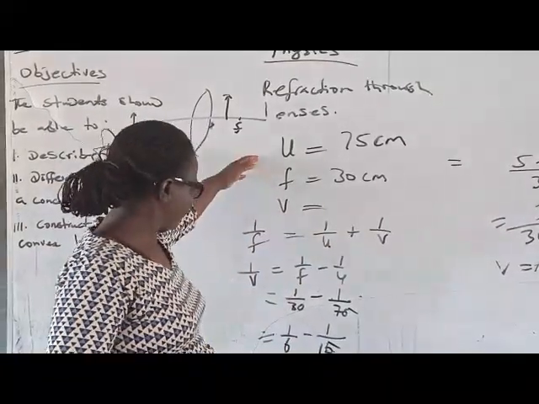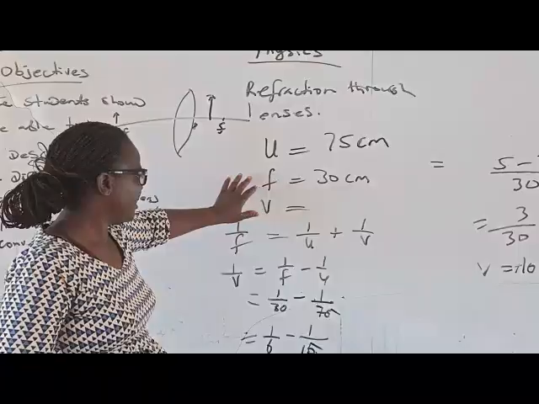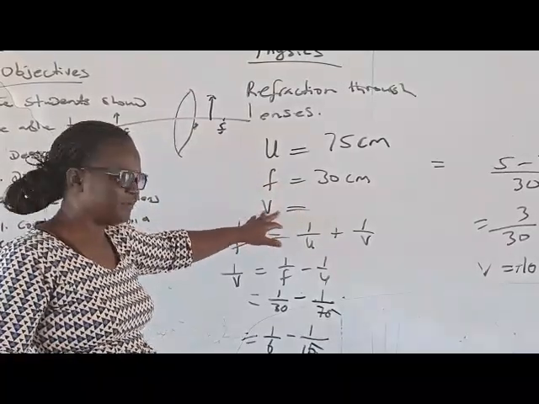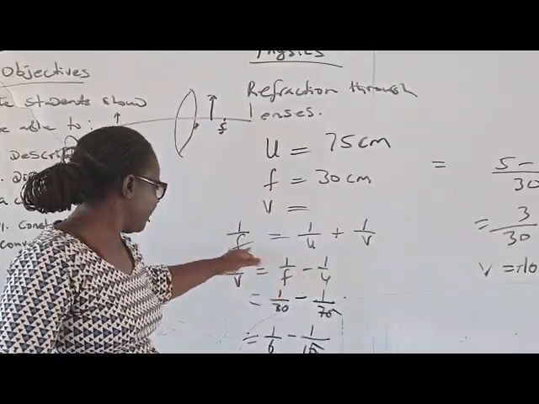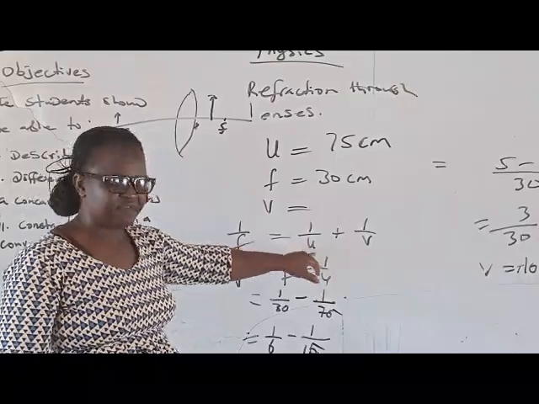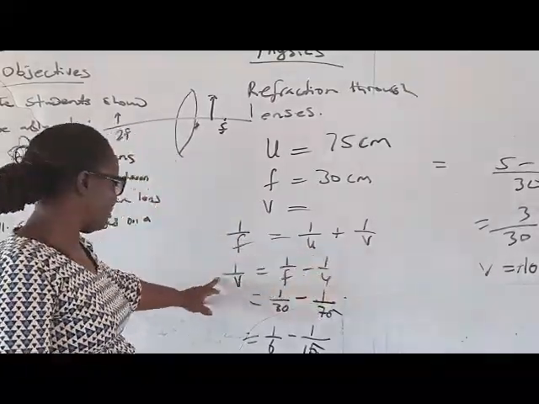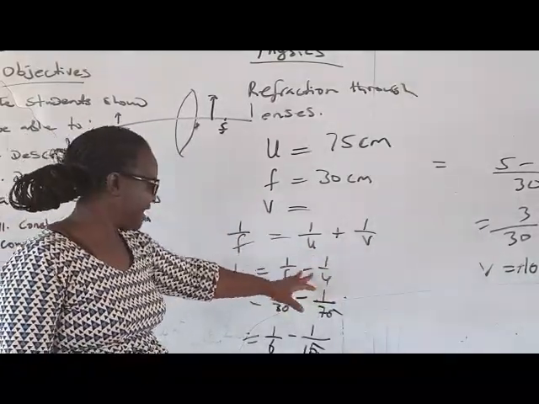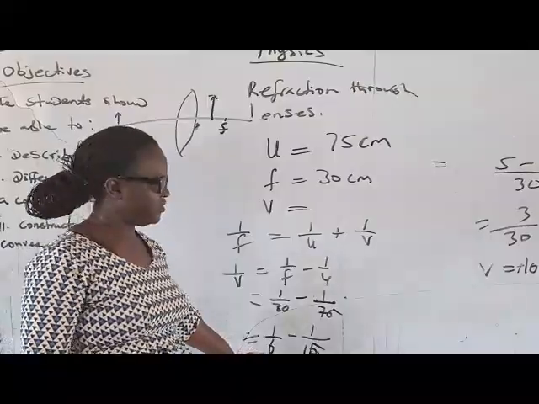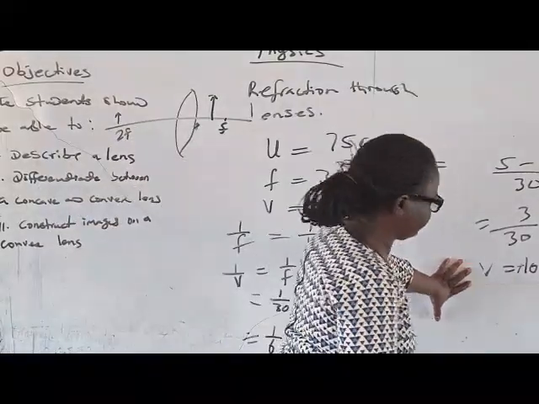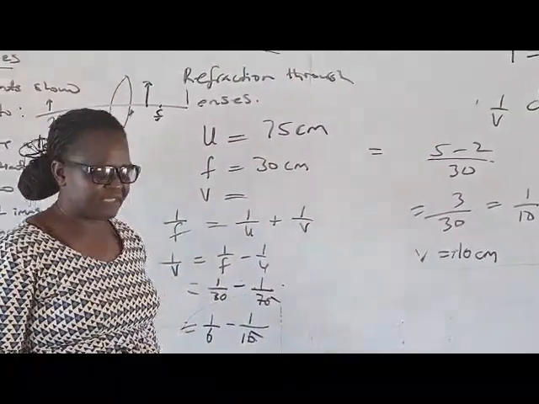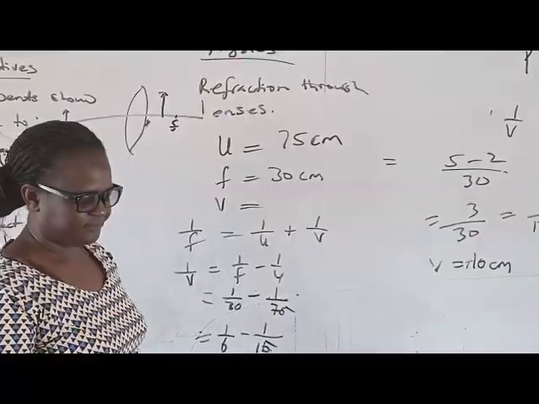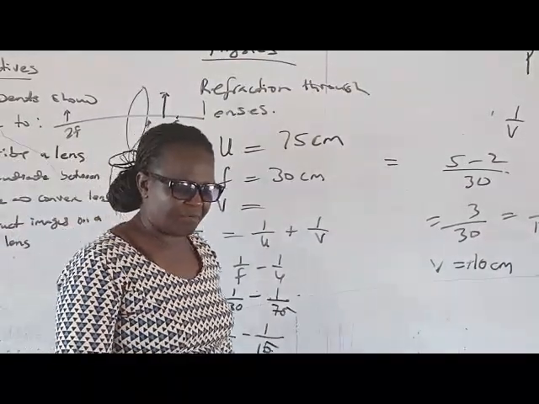I hope that is clear. I will take the object distance 75, focal length 30. You are looking for the image distance. The lens equation is 1 over f is 1 over u plus 1 over v. We make 1 over v the subject of the formula and then substitute. We got 10 cm as the image distance. Let's take one more problem.